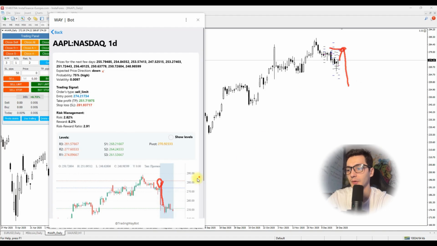Well, that's what I'm talking about. My opinion coincided with it. And our risk is, well, small. We have 2.91, which is a bad risk. I generally recommend not considering anything below 3.